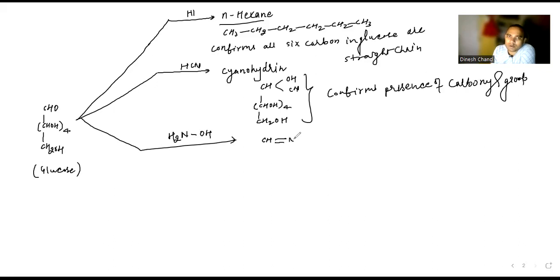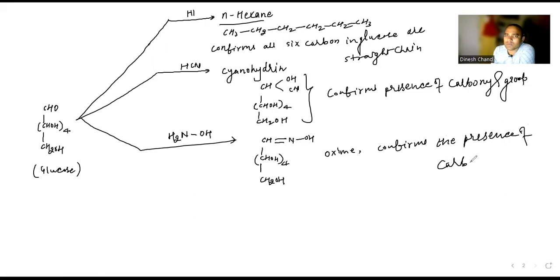CH double bond NOH, and the downside composition will be the same. There is no change, only the functional group is going to change, student. This is CH2OH. This is the oxime. What is it going to confirm, student? It confirms the presence of a carbonyl group. So these are the three reactions we understood.